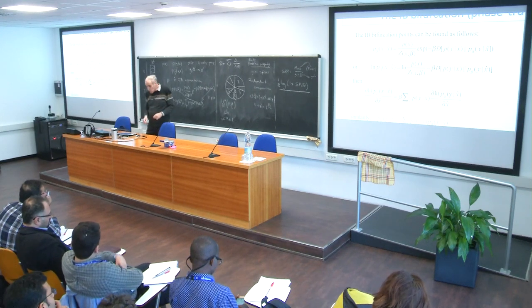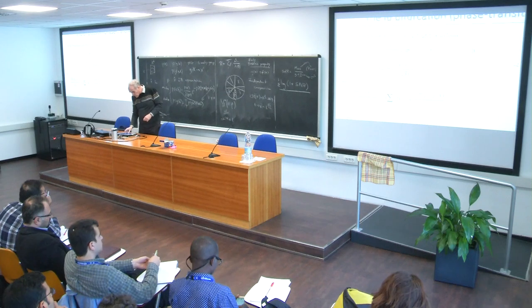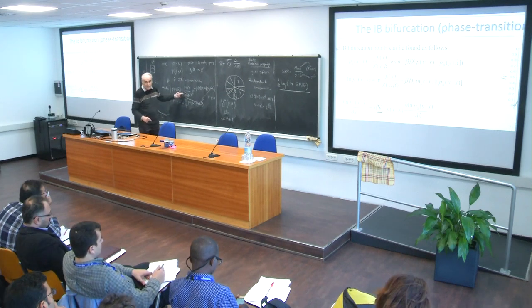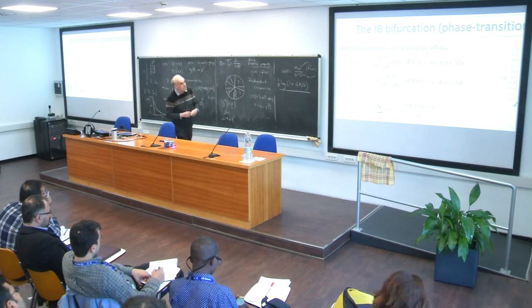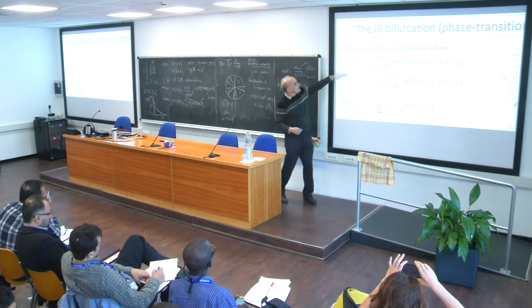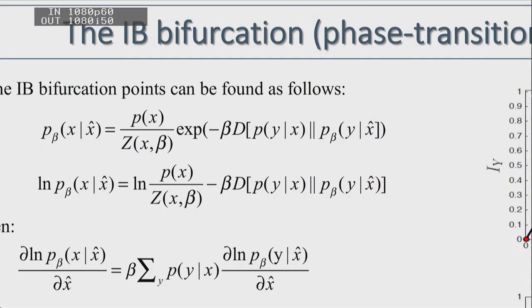So essentially, what you do is you take these bottleneck equations. Remember, the first one is the encoder equation. This is the encoder equation at a given beta. This is just the log of this equation. So the log looks like the log of some function which is independent of the representation at all, with f(x̂), plus beta times the D_KL, which does depend on the representation.